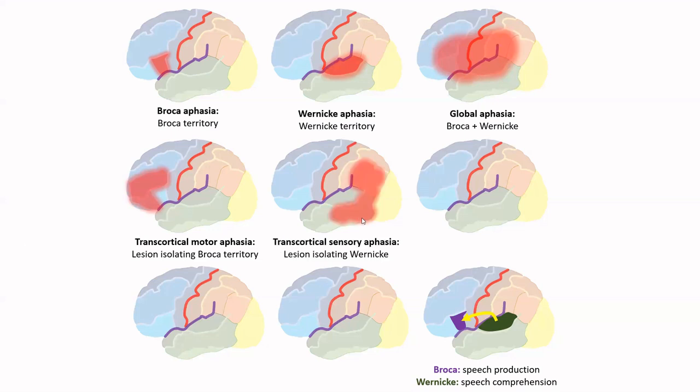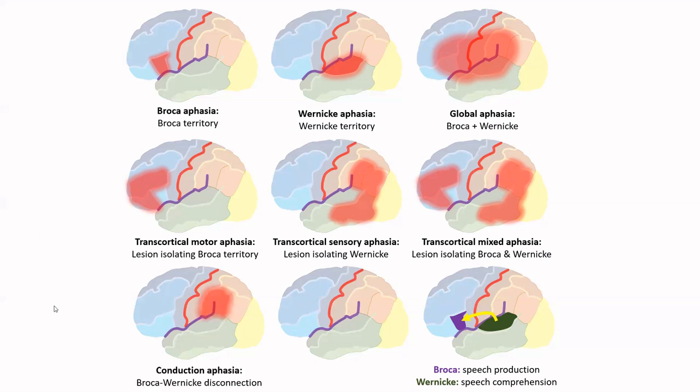In transcortical sensory aphasia, something similar is happening, but in this case, the Wernicke area becomes isolated from surrounding cortical regions containing semantic information. And in transcortical mixed aphasia, we see that the arc from the Wernicke area to the Broca area is preserved, but the Broca and Wernicke areas are isolated from surrounding cortical structures. Then we have conduction aphasia, which is basically a lesion disconnecting the Wernicke area from the Broca area. And finally, we have anomic aphasia, which has no specific anatomical correlation.